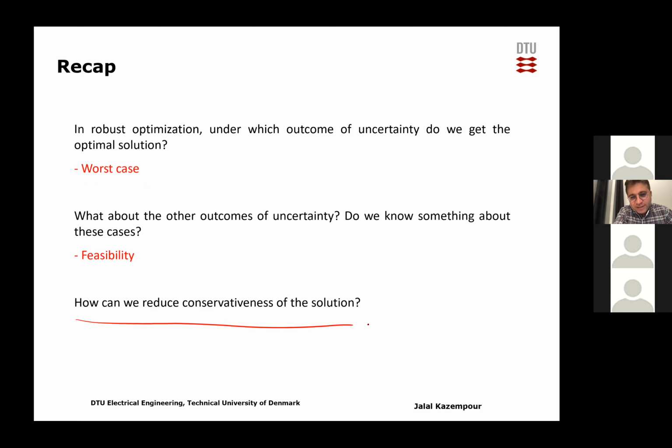How can we reduce or control the conservativeness? By which input data can we control the conservativeness? Yes, by well structuring the uncertainty set, we can control conservativeness. The more we shrink the uncertainty set, the less conservative our solution is. Good.